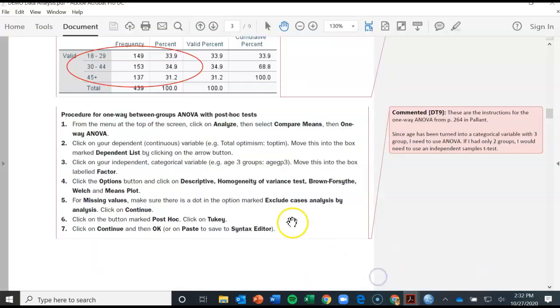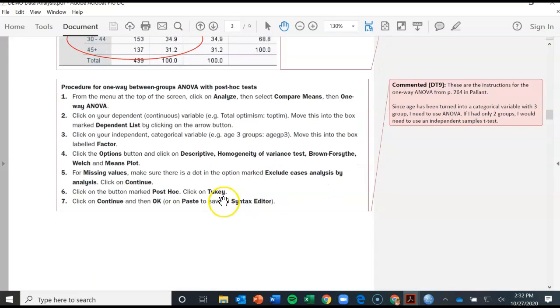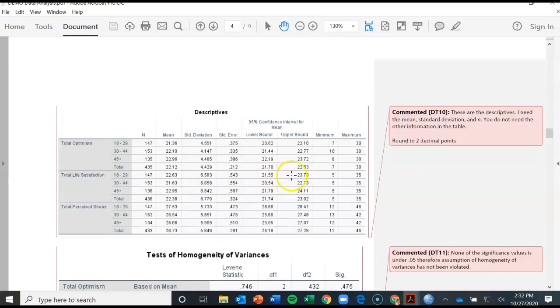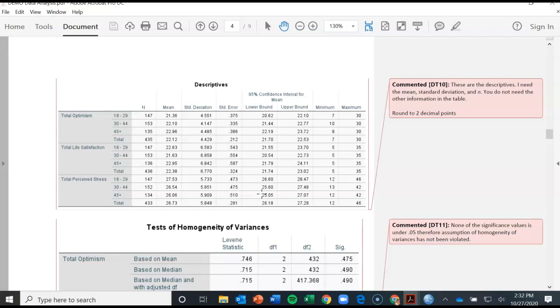Now I'm going to toggle back and walk you through the interpretation more carefully. This table includes the descriptive statistics for each of the three variables. What I recommend for presentation purposes is that you present this information, and the only part of it that you need is the N, the mean, and the standard deviation for these variables.